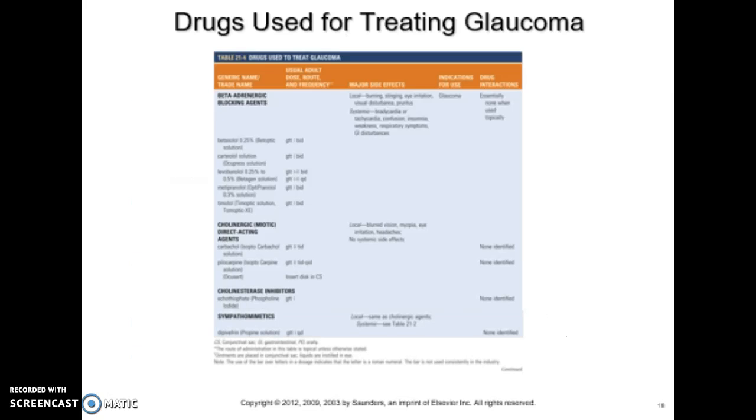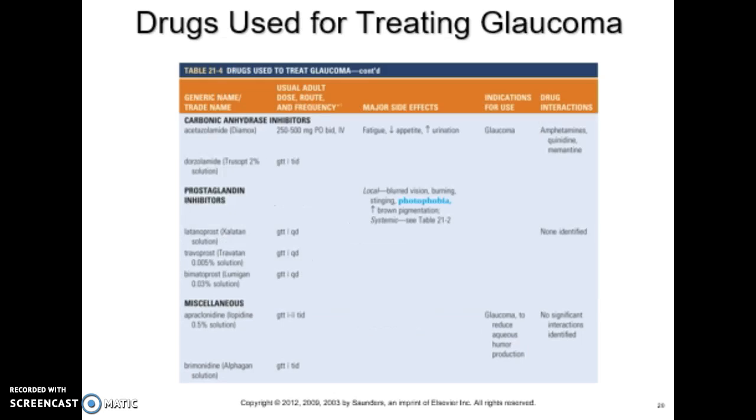You can find in figure 21.4 in your book, and I'm looking to see, 21.4, I believe, starts on 375 and goes to 376. And you can find these figures and you can see the different types of agents and the drug names as well as indications and drug interactions. So I want you to make sure that you take a look at those 2 pages more closely and understand, as well as look at some of the drugs for each category. And this just displays the additional page there.